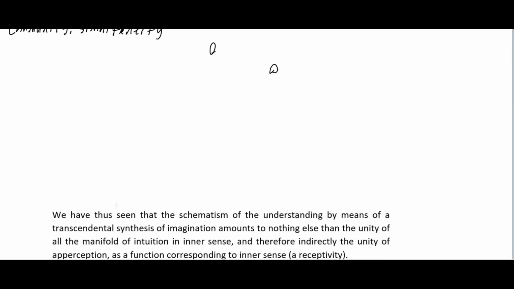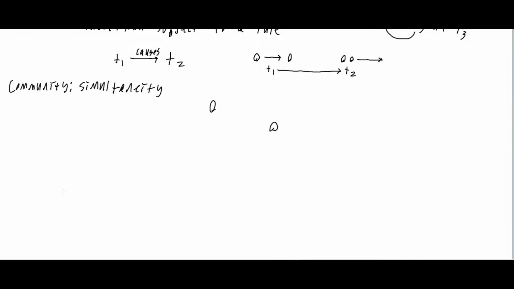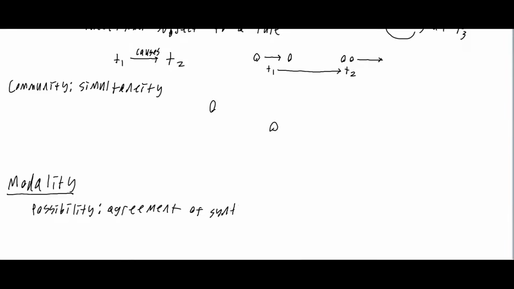And so then we could write for this one the modality. So now we're moving on to one of the other categories, which is modality. And so for this one, there is the possibility. So the schema for possibility is the agreement of the synthesis of different representations in time.